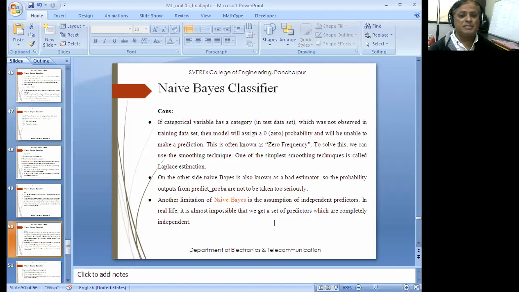Sometimes it gives a bad estimation also. So that is the drawback. Another limitation of naive Bayes is the assumption of independent predictors. In real life, it is almost impossible to get predictors which are completely independent.